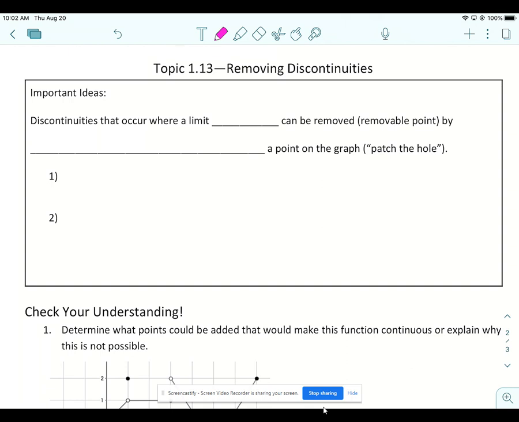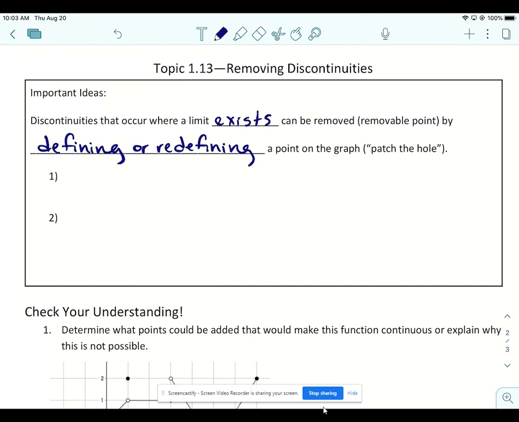All right, so for our notes, we're going to be removing discontinuities. So we're going to be patching holes. Discontinuities that occur where a limit exists can be removed. And that's the case when you have removable point discontinuity, by defining or redefining a point on the graph, or patching the hole.